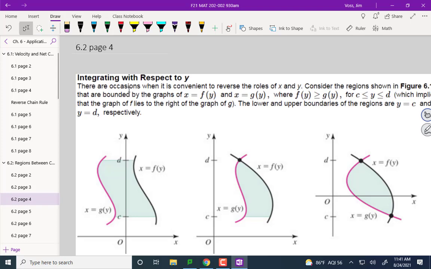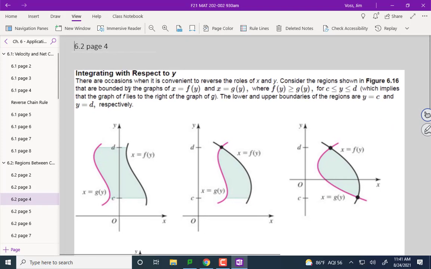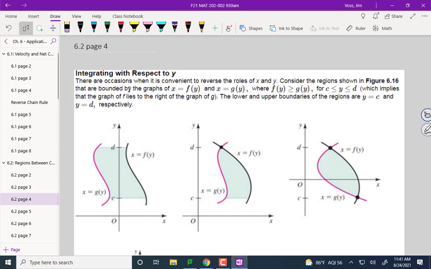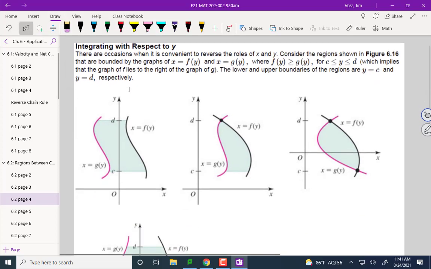So, this will be our last slide, and what we have here is curves that are functions of y instead of functions of x. So when we're looking at trying to find the area between two curves, there's times where integrating with respect to x makes sense, and there's times where integrating with respect to y makes sense. It all depends on whether the region is, I'll use the expression, horizontally simple.